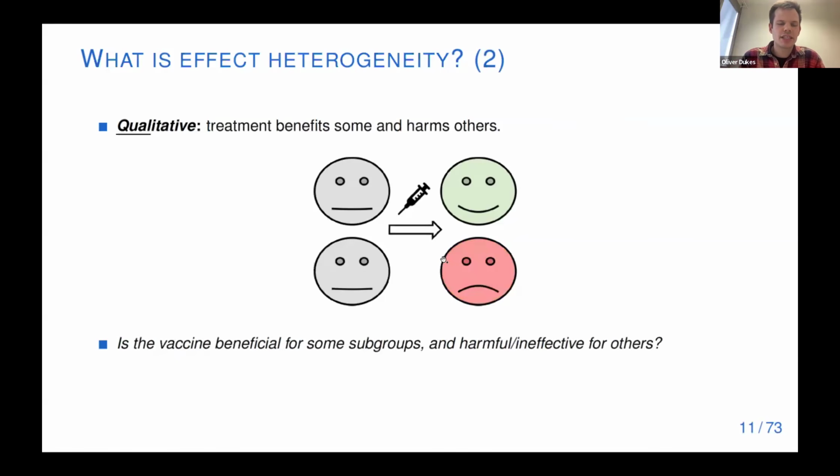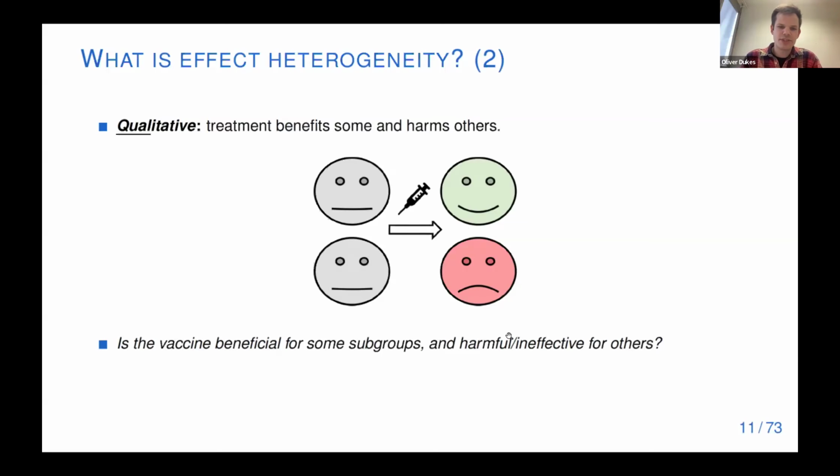Another notion that's been much discussed is qualitative effect heterogeneity. This is where treatment benefits some individuals and harms others. So you see for this first person, the effect is beneficial, but for the second person, the vaccine is harmful. And this qualitative heterogeneity is very relevant in policy learning. This is when we decide to treat some individuals and not treat other individuals, with the idea that we don't treat individuals for whom treatment might be harmful.